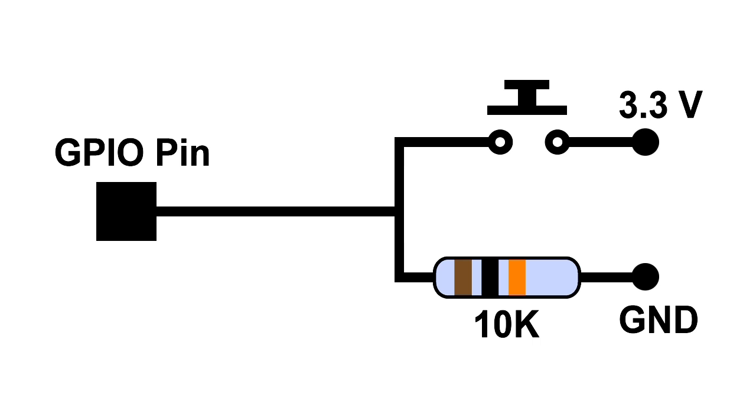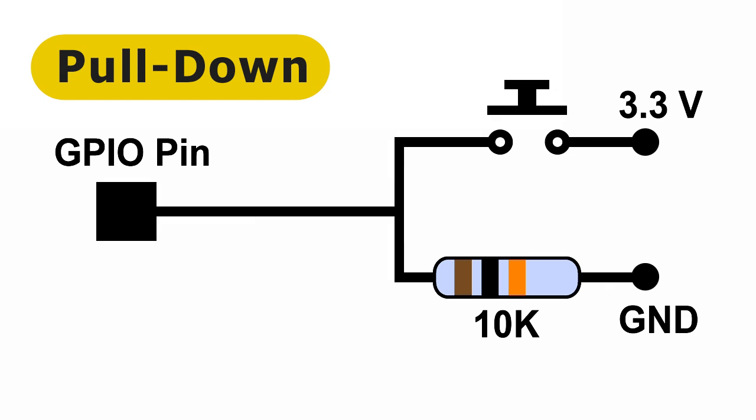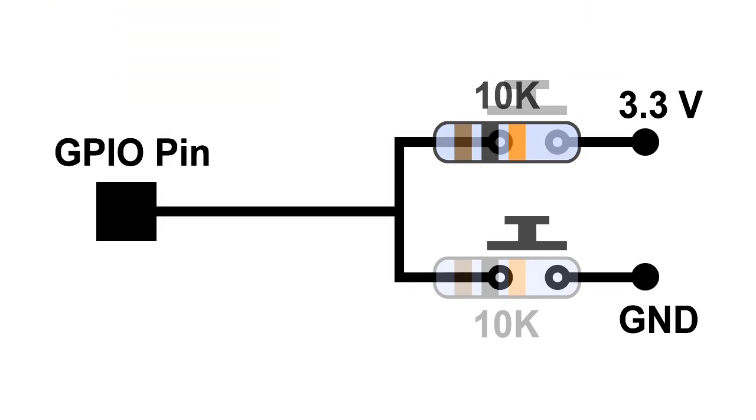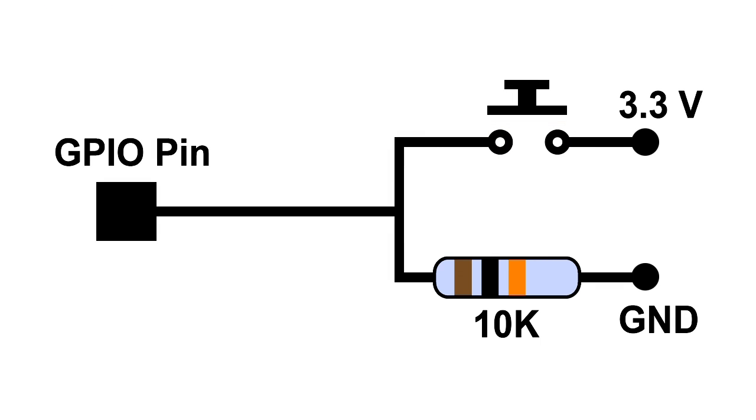Now, this arrangement is what's called pull down, but you could do it the other way. You could use what they call pull up and put our 10K resistor, our pull up resistor, here between 3.3 volts and the pin, and then when we press the switch, it would drop down to the ground level. But here, I'm going to use a pull down arrangement, so we have a pull down resistor on our ground line to the switch.